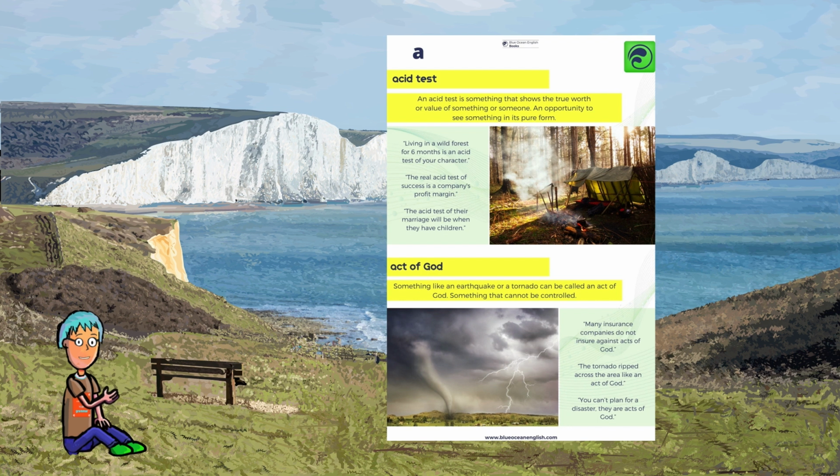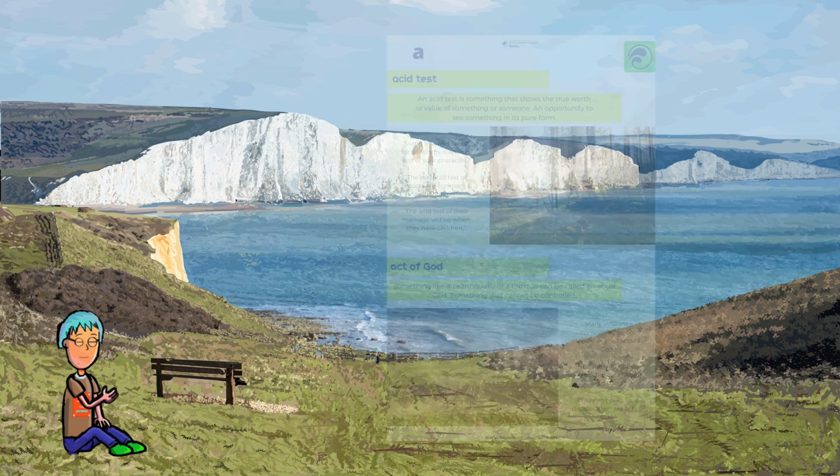And the third example, you can't plan for a disaster, they are acts of God. So they're not something that you can plan for because you don't know what they will be, where they will happen, how bad they will be, and it's very difficult to plan in advance.